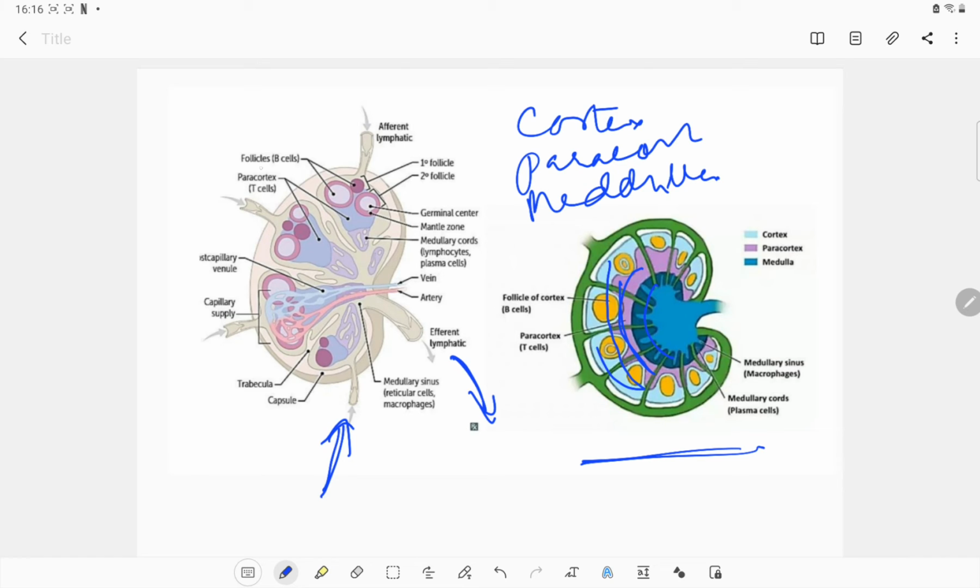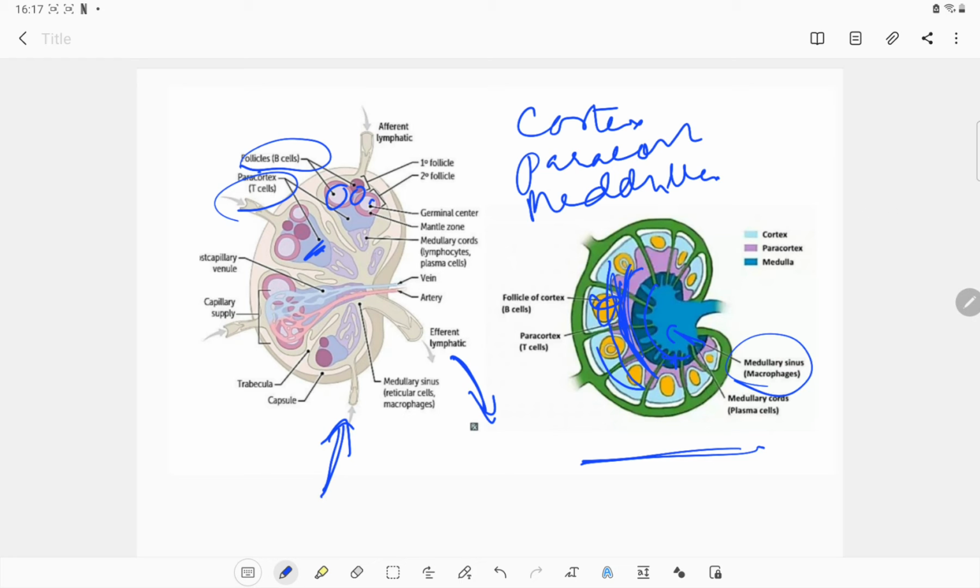In the cortex region, we find the follicles of B lymphocytes, B cells, whereas in the paracortex region, we find the T lymphocytes. In the medullary region where these cords are there, we find the plasma cells, and in the medullary sinuses, we find the macrophages. In these lymph nodes, the invading microorganisms are presented to the innate immunity. Innate immune cells recognize them, and then present them to the adaptive immunity.